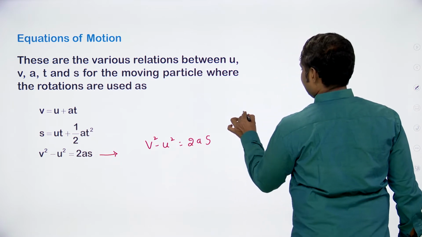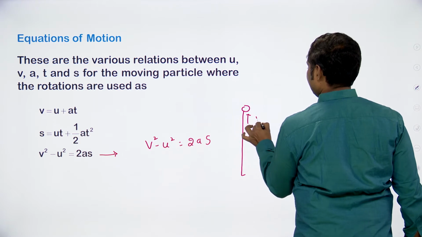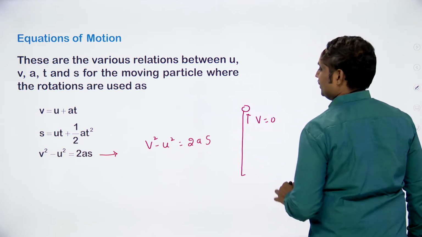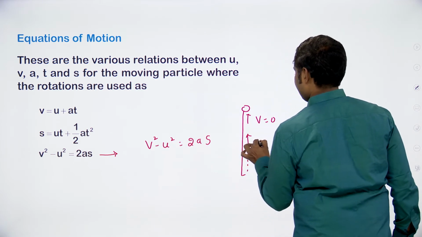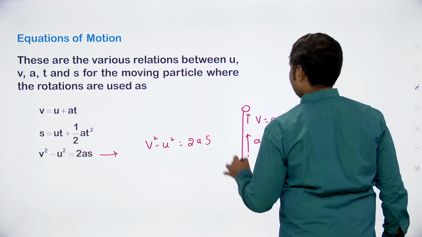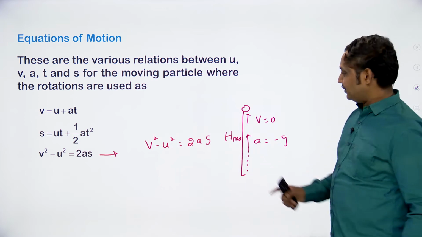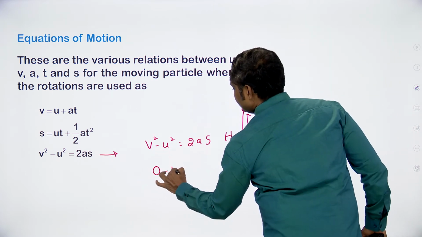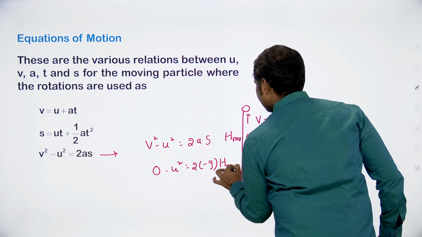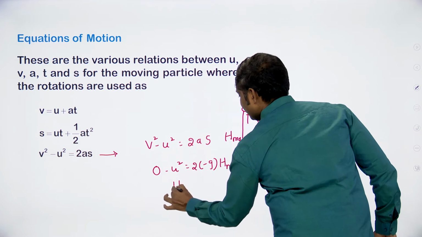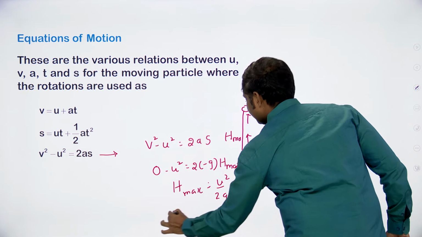At maximum height, v is equal to 0, it is very clear, and a is equal to minus g and s is equal to h maximum. So, you can easily find that 0 is equal to u square plus 2 into minus g into h maximum. So, h maximum is equal to u square by 2g, it is very clear.